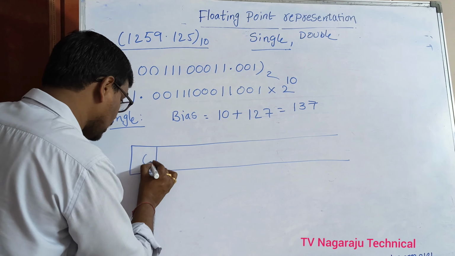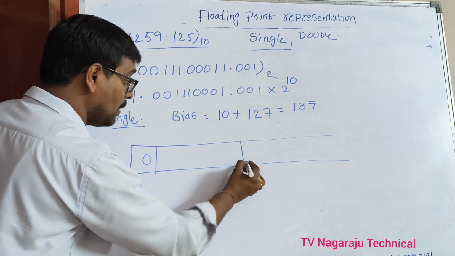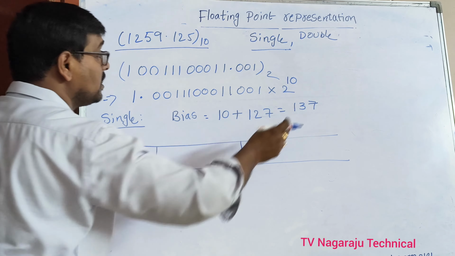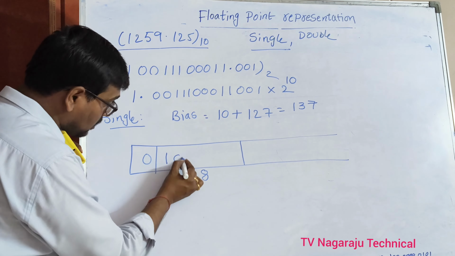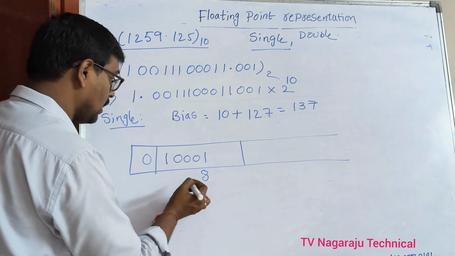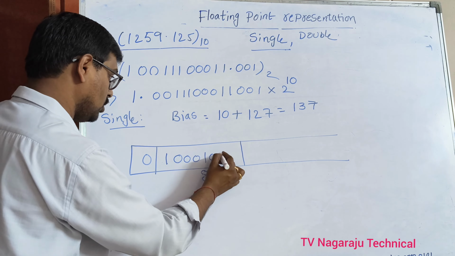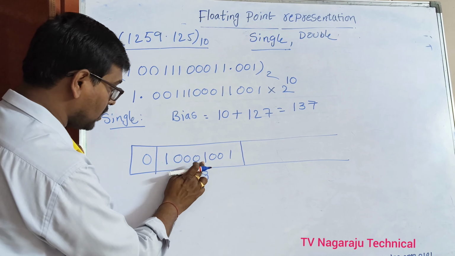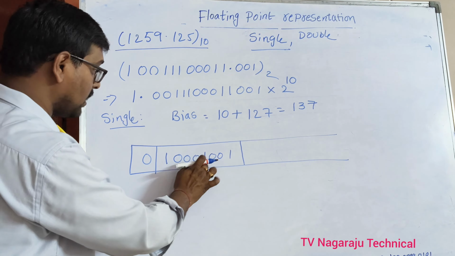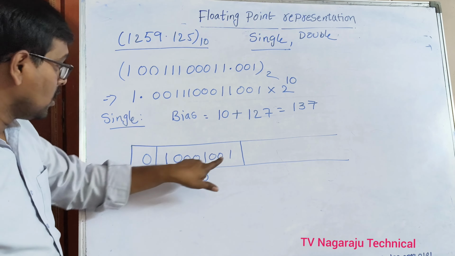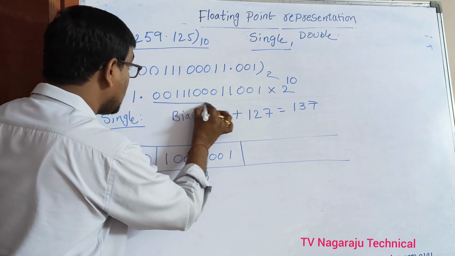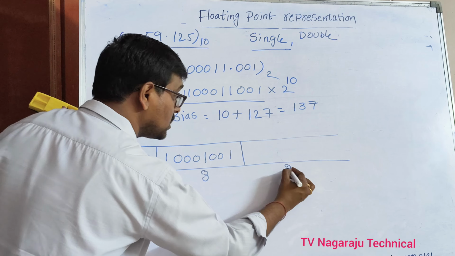1 bit is reserved for sign, 0, and in single precision 8 bits are used to represent the biased exponent, that is 137. What is the binary representation? 128 plus 8 is 136, plus 1, 137. So this is the biased exponent, followed by the mantissa. This is the mantissa. How many bits in total?